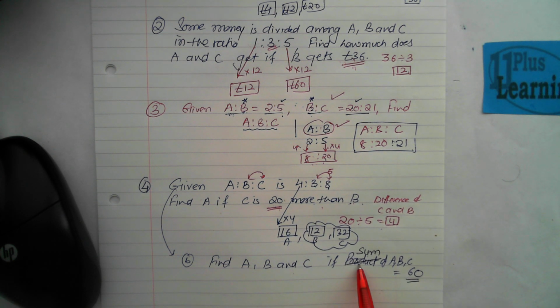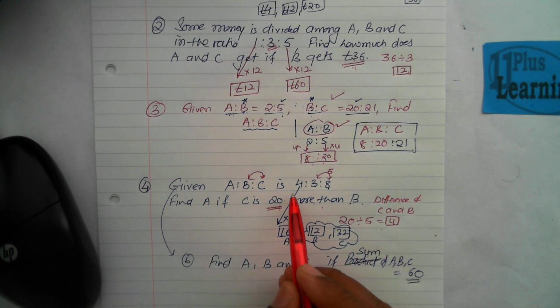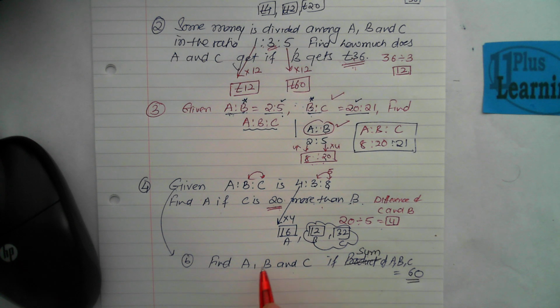What happens if it was product actually? Okay, the sum of A, B and C is 60, and the ratio of A, B and C is this. Let's find the multiplier. This 60 represents the sum of these, so we add them. 4 add 3 add 8, that gives me 15. So the multiplier would be 60 divided by 15, which is 4.